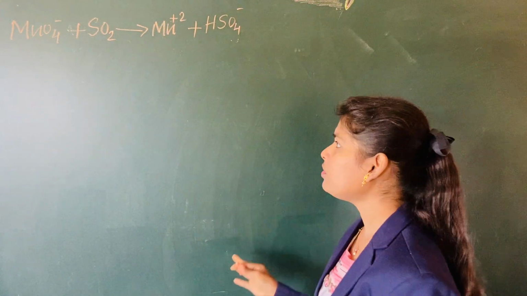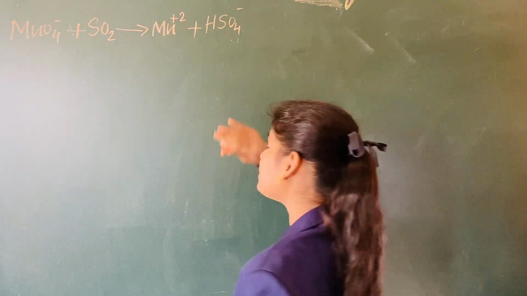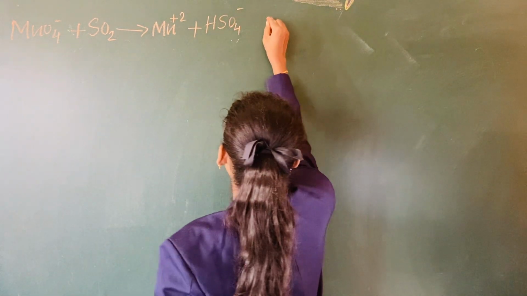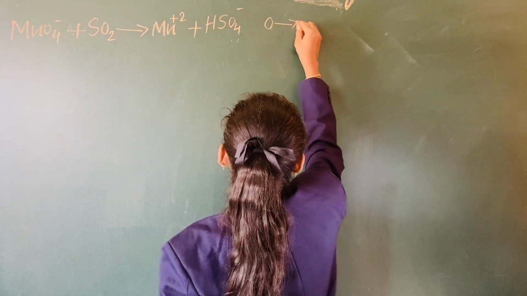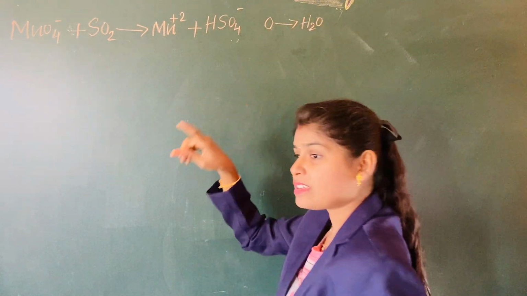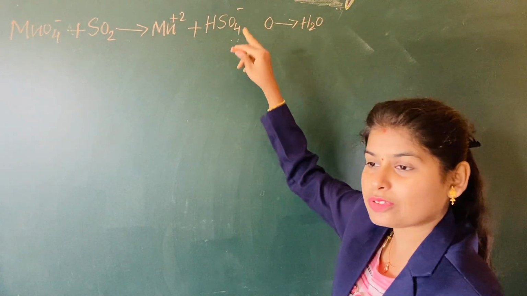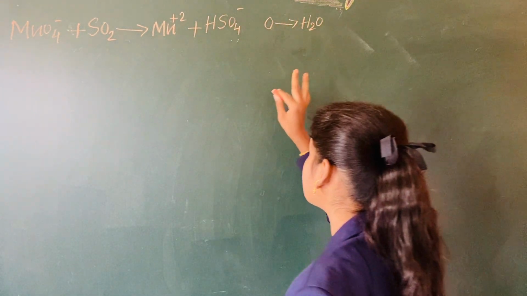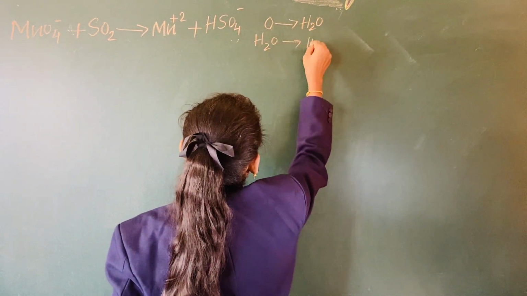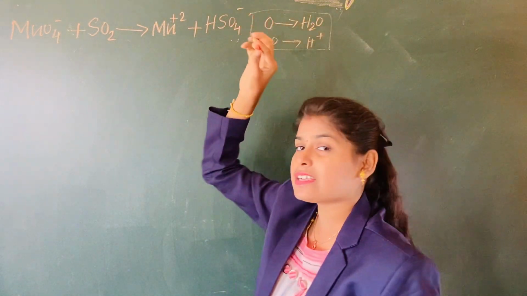Now, whatever example I have taken is in the acidic medium. Remember, for the acidic medium, to balance oxygen you need to add H2O. In the basic method, to balance oxygen we added OH minus, but in the acidic medium to balance oxygen we add H2O. That is a major difference. And to balance hydrogen we need to add H plus. So this is the basic condition for acidic medium.